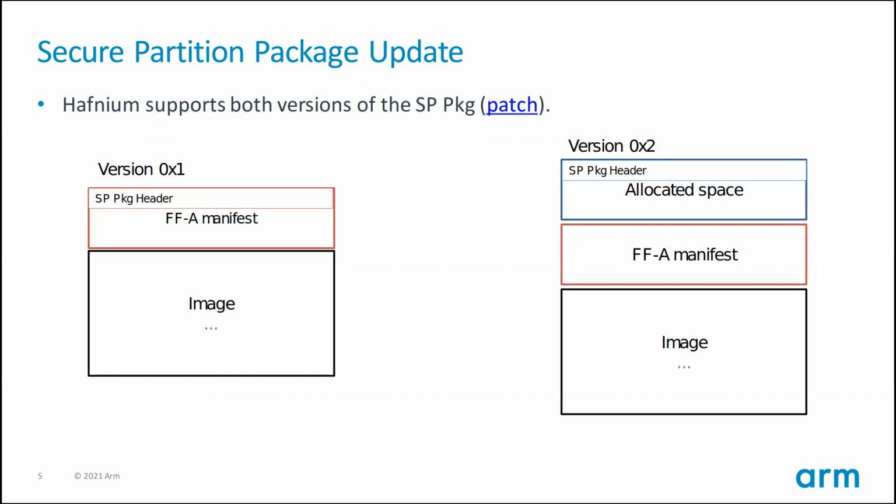With the new version, we're adding some space between the secure partition package header and the SP's manifest that's going to be reused for the boot information blob, to write the boot information header and boot information descriptors.